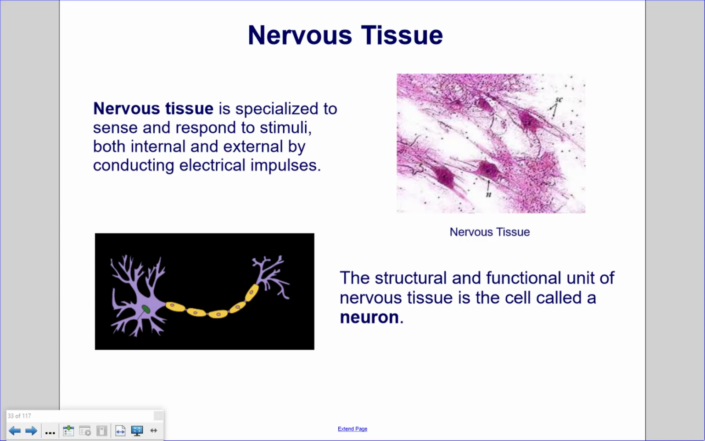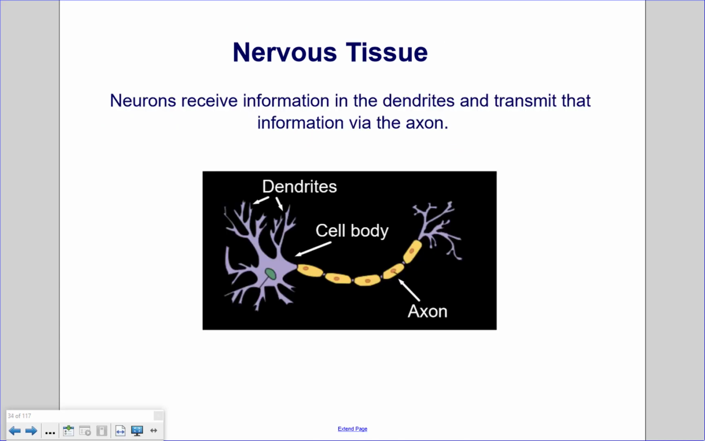Nervous tissue. Nervous tissue is specialized to sense and respond to stimuli, both internal and external, by conducting electrical impulses. The structural and functional unit of nervous tissue is the cell called the neuron, or nerve cell. Neurons receive information in the dendrites and transmit that information via the axon.